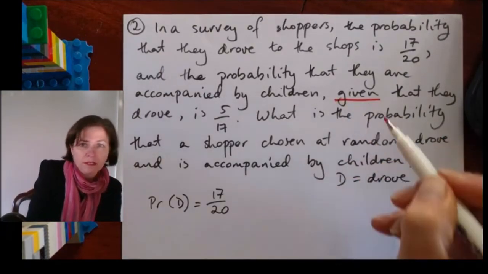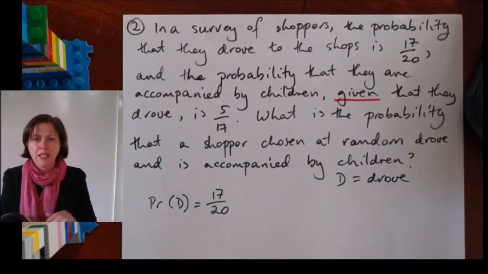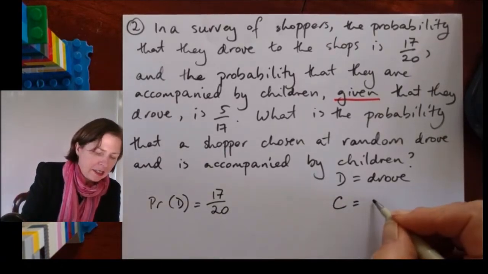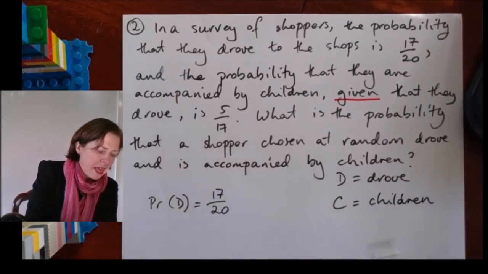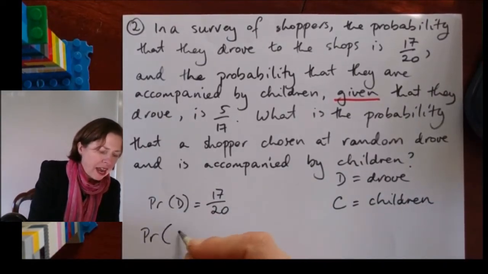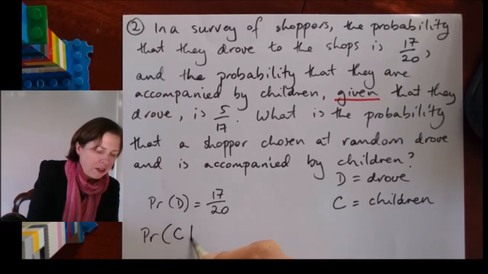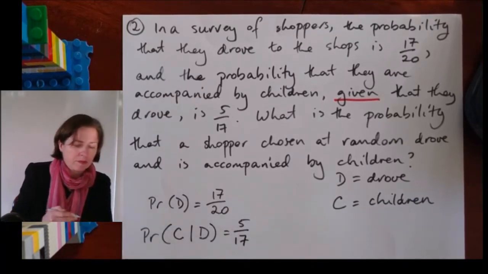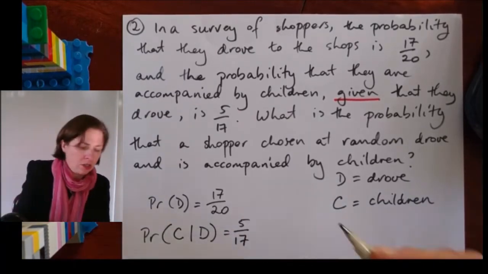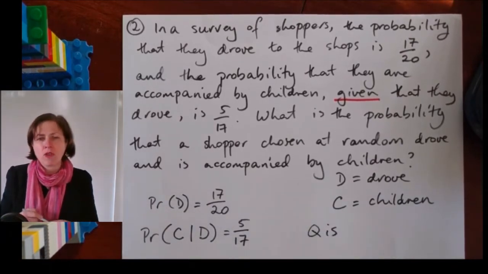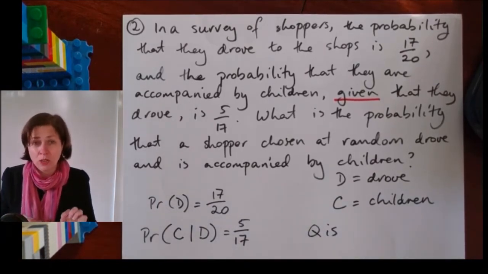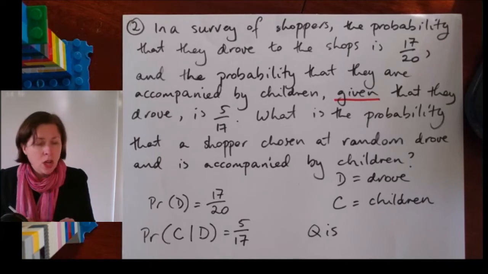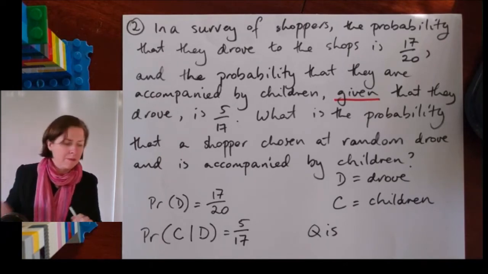There's that word given. I'm in conditional probability. They are accompanied by children. I'm going to let C mean that there are children. And I've been told the probability that they are accompanied by children given that they drove is equal to 5 over 17. Now, what does the question need to know? It's always a good idea in these types of questions to actually jot down what's being asked. What is the probability that a shopper chosen at random drove and is accompanied by children?